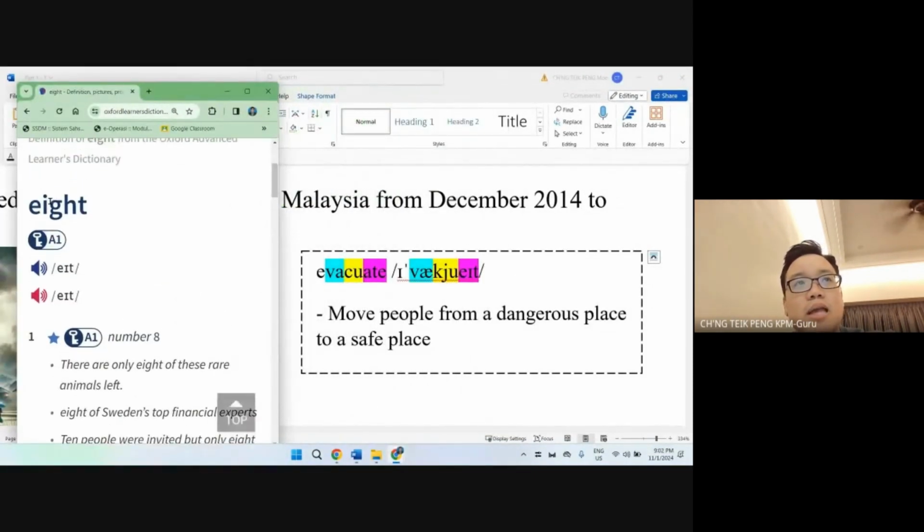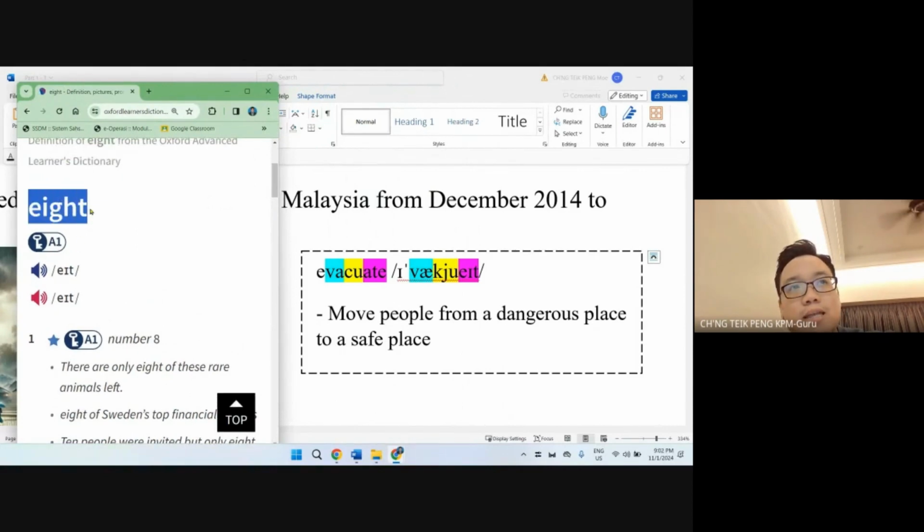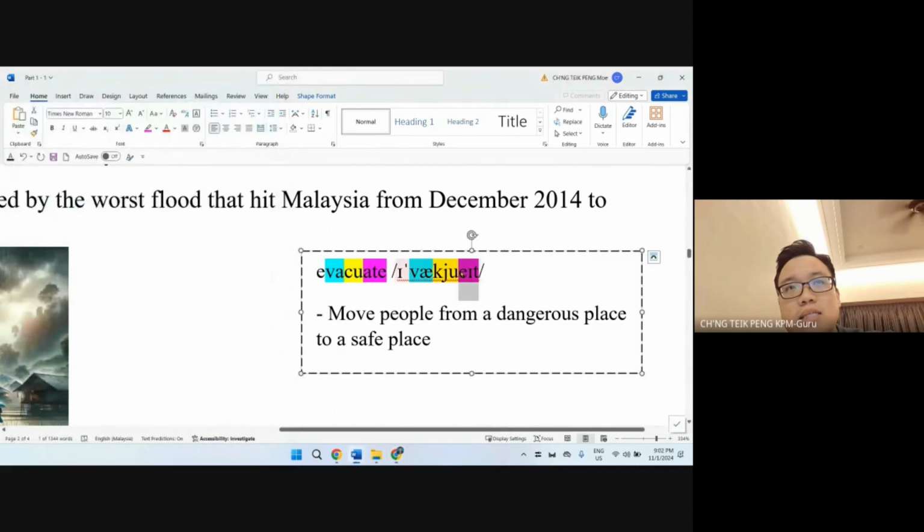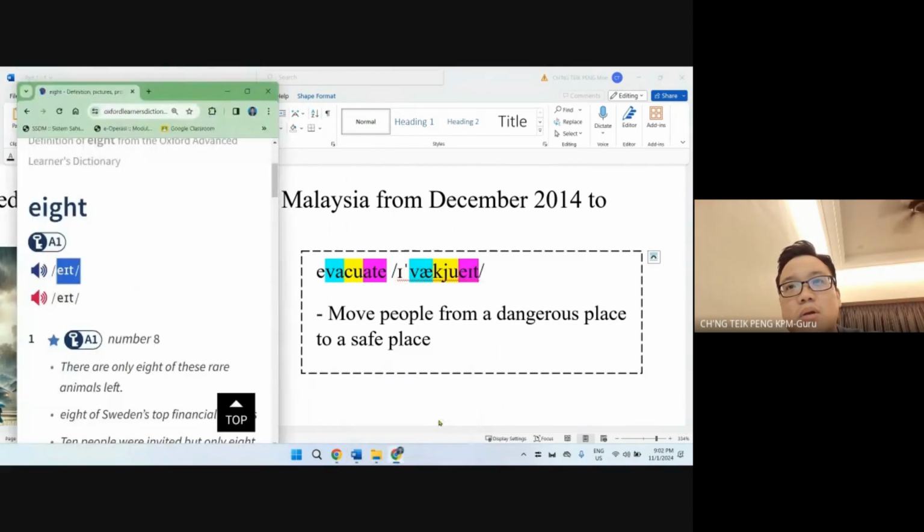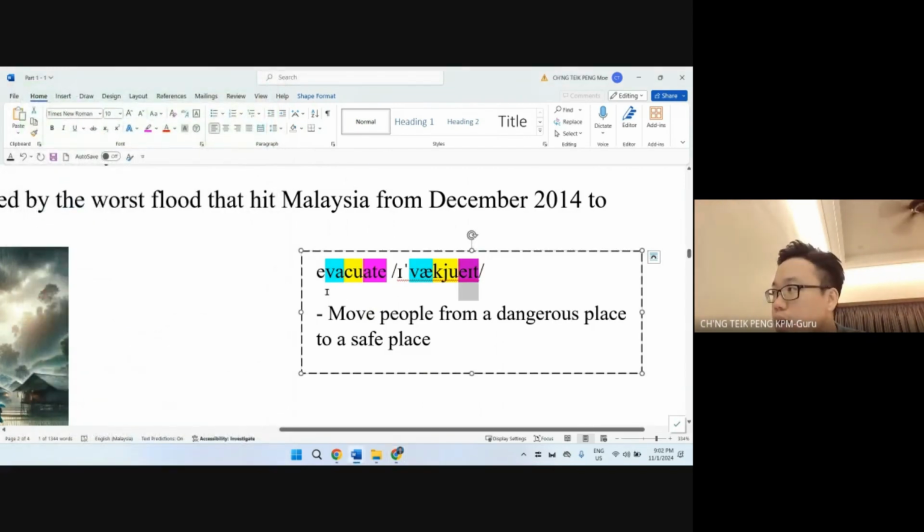Okay, now look at this one. This is 8. And the phonetics, okay, it's exactly the same, isn't it? It's exactly the same, which means the "ate" is pronounced the same way as 8. Okay, so this is how you should practice the pronunciation.